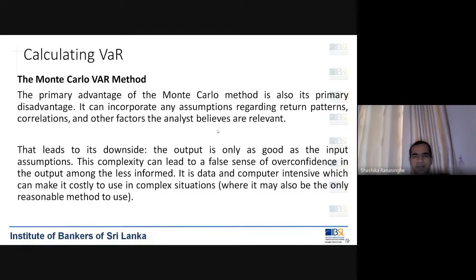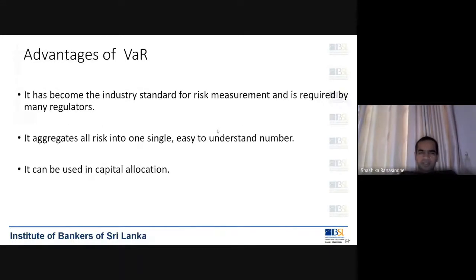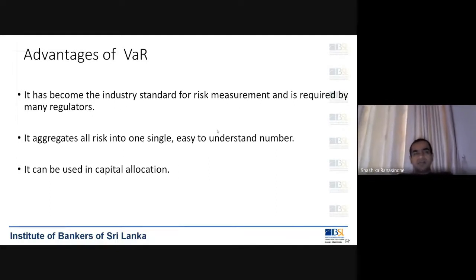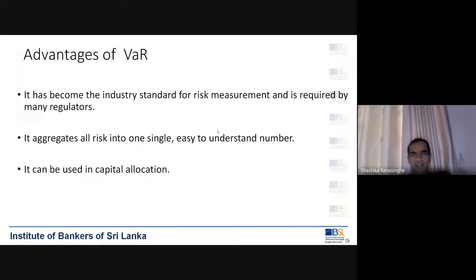It is data and compute intensive, which makes it costly to use in complex situations. It may only be the reasonable method to use. Right? So it requires a huge investment. Advantages of value at risk. It has become the industry standard for risk measurement and is required by many regulators.